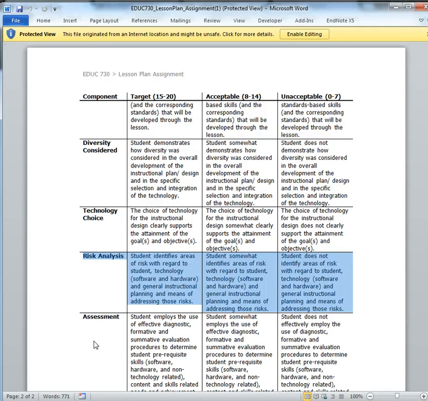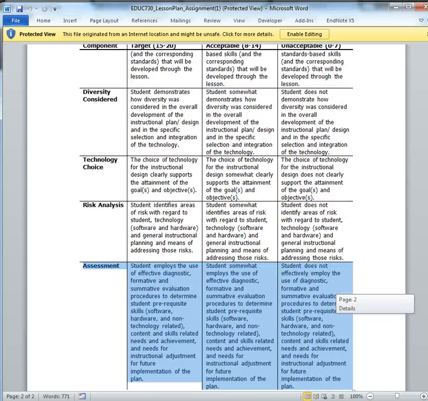The last one is assessment. Talk about any diagnostic, formative, and summative procedures in order to evaluate the student's ability to be successful. Maybe this is part of your risk assessment, to do a diagnostic on the student's ability to perform whatever it is you want them to do, and then talk about how appropriately you've used technology in those particular assessments, and all that is in there as well.